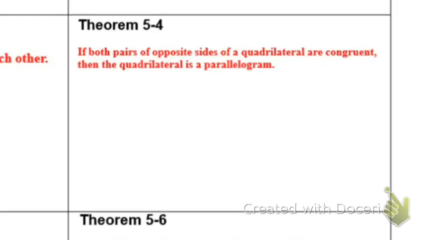Theorem 5.4 says that if both pairs of opposite sides of a quadrilateral are congruent, then the quadrilateral is a parallelogram. So in this case, you don't know it's a parallelogram. You're given a quadrilateral. So let's say we're given a quadrilateral.